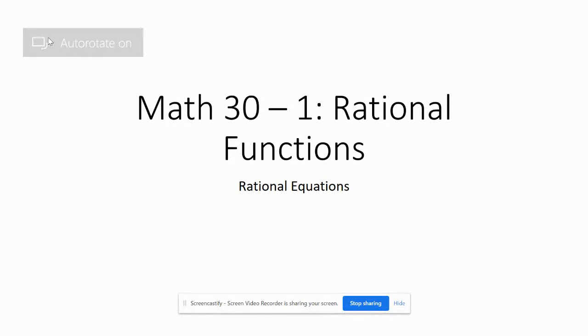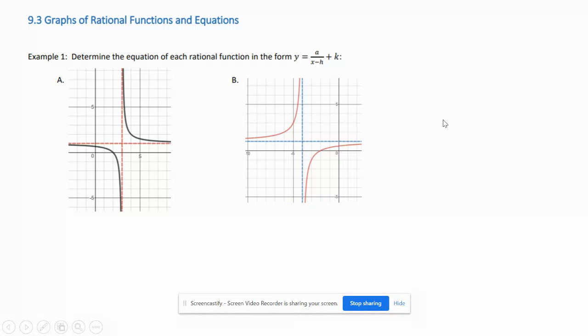All right, guys. Topic we're covering right now in our Math 30-1 Rational Functions unit is called Rational Equations. If you're following along with the textbook, this is topic 9.3. We're gonna start off, guys. We've covered these in my videos in I think topic 9.1 earlier on, but just given a graph like this, we'll practice figuring out what the equation is going to look like.